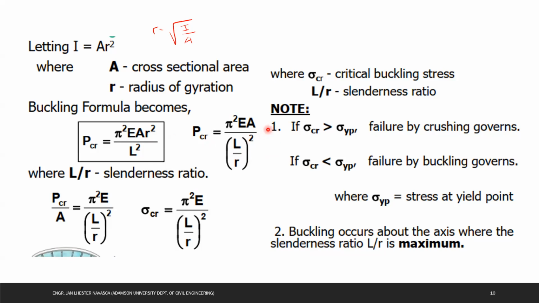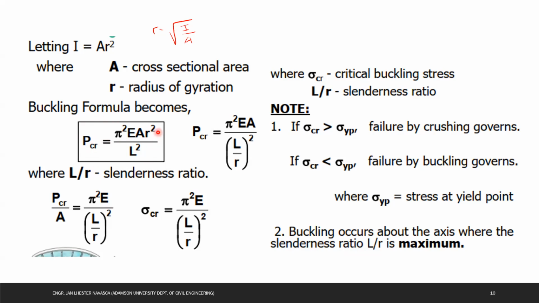Okay, we have a new notation for L over r. We call it the slenderness ratio. The slenderness ratio is a property of our structural element. So this is the ratio of the unbraced length, or the effective length L, to the radius of gyration. Okay, then since this is a critical buckling load, this is in terms of force.